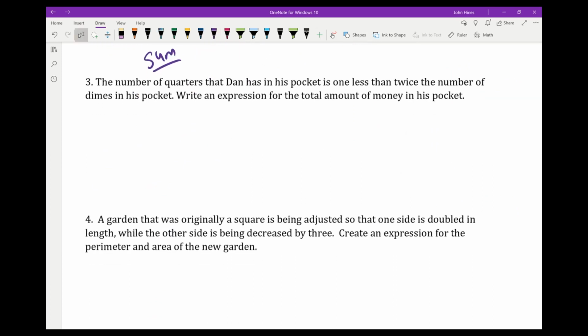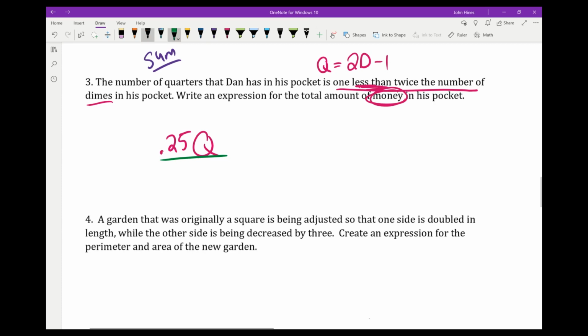The number of quarters that Dylan has in his pocket is 1 less than twice the number of dimes. So twice the number of dimes, but 1 less than that. Warning, warning, warning. Make sure you saw that less than there. So write an expression for how much money he has. Well, he has Q quarters, but each of those quarters is worth 25 cents. So the Q is how many, this turned it into how much money.